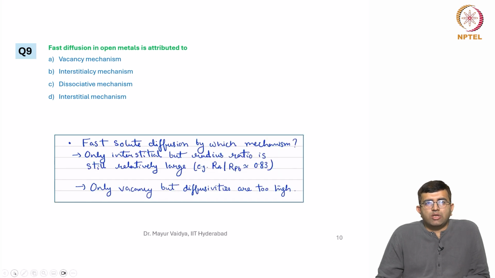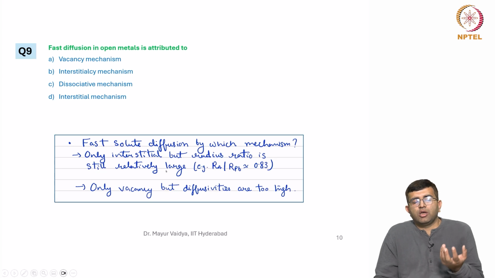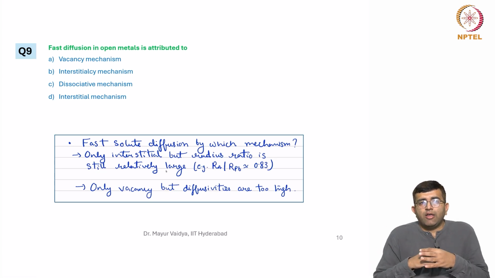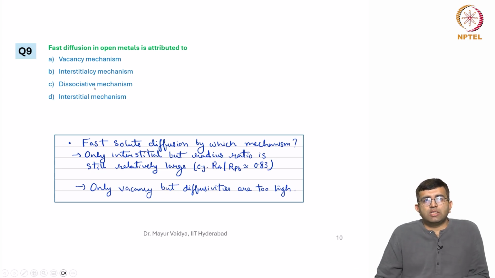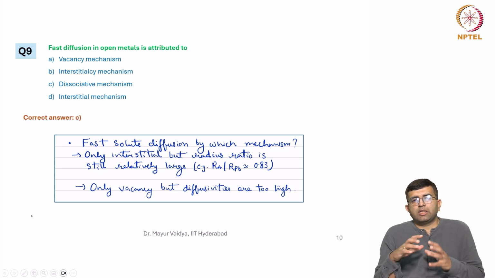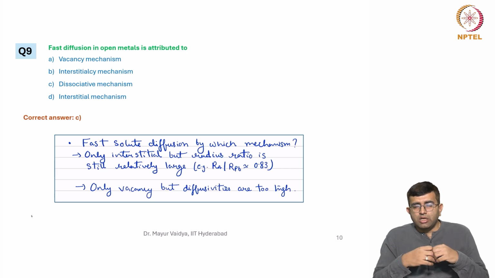We saw when we were discussing this that fast solute diffusion can occur by which mechanism. If it has to occur only by the interstitial way, then the radius ratio is too large, for example it may be around 0.83 for gold or so. In that case, the gold or these atoms cannot occupy the interstitial positions completely, because then the strain in the lattice will be too much. If you think that it is only by vacancy mechanism, then again the diffusivities are too high to be possible through vacancy mechanism. Self interstitials are anyways very difficult to form in metals. So the correct option here is the dissociative mechanism, which says that the solute is distributed on both interstitial as well as substitutional sites.